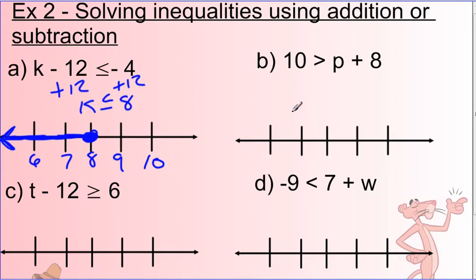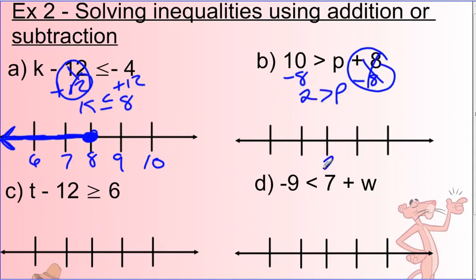Letter B, P plus 8. Okay, so the way you get rid of a plus 8 is you subtract 8 on both sides. These cancel out. Those canceled. And we get P, and 10 minus 8 is 2. So we put 2 in the middle, getting bigger, getting bigger, getting smaller, getting smaller. We need a hollow dot because it does not have that or equal to. So this is numbers not including 2. 2 is not an answer to this question.